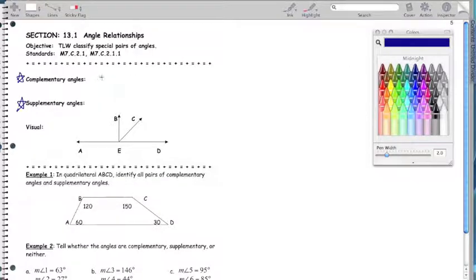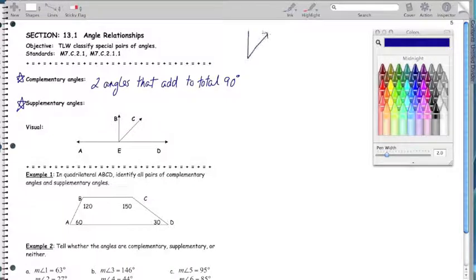Complementary angles are two angles that add together to total 90. Alright, so two angles, when we put them next to each other, they total up to be 90 degrees. It would be something like this.